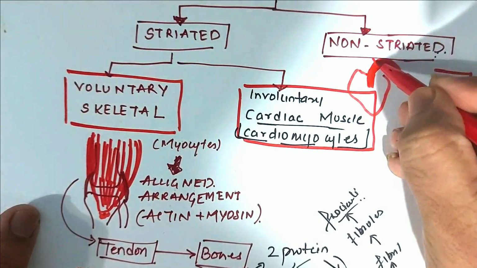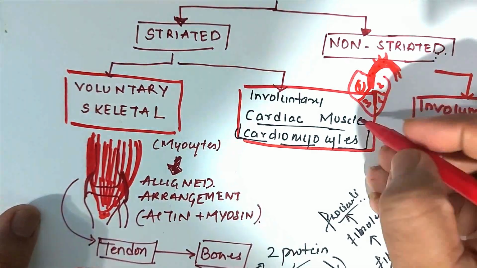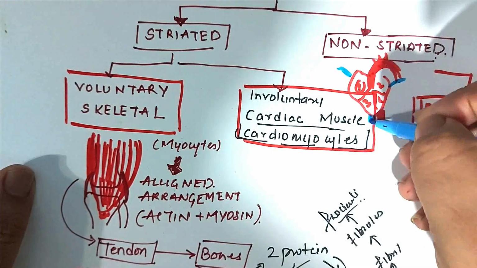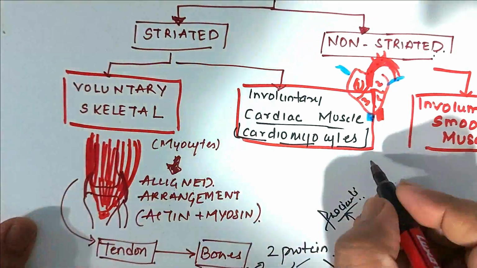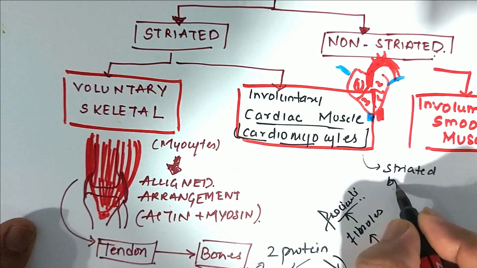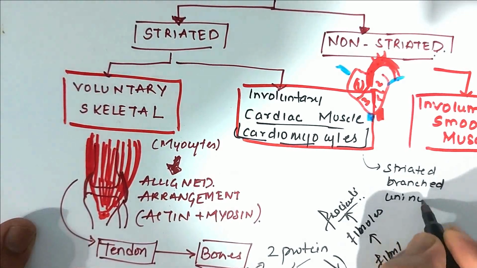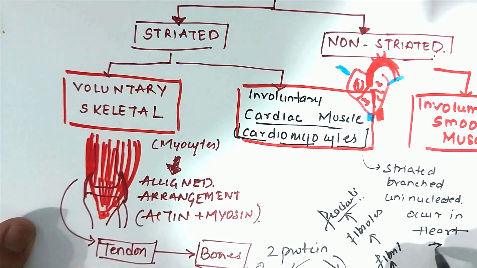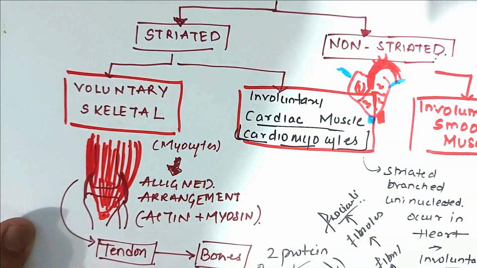Now, the second type of muscle cell is the cardiac cell, found in the heart. This cardiac cell, called cardiomyocytes, is striated, branched, uninucleated, and occurs in the heart.